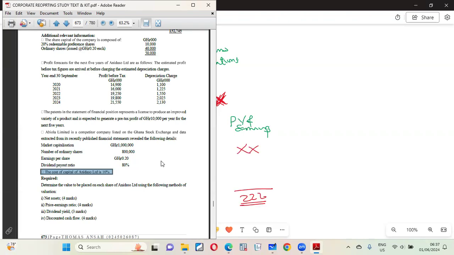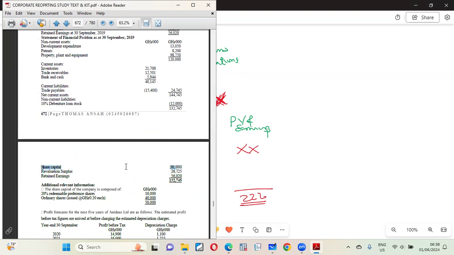But you see, you have to be very, very careful with the requirement of the question. It says determine the value to be placed on what shares? Each share. So once you have finished valuing the company using the discount factors and PV in this figure, you now need to divide it by the total number of ordinary shares of any DASO. So you have to find that. The number of shares is probably up there somewhere in their balance sheet.